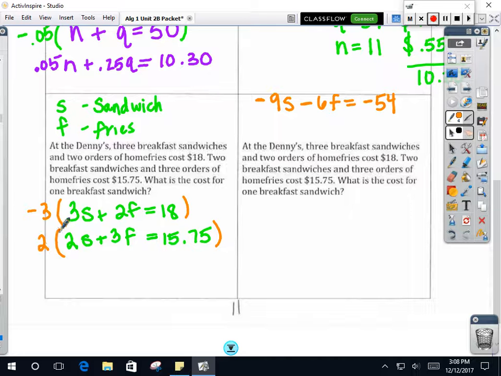Now on the bottom, 2 times 2S is 4S. 2 times 3F is 6F. And then 2 times 1575 is, right?